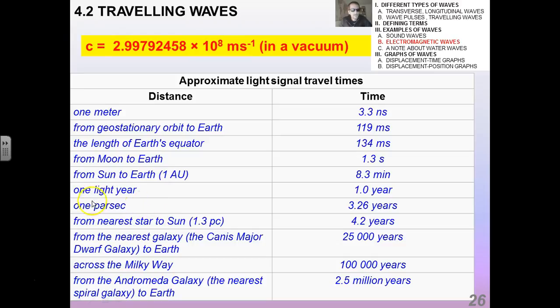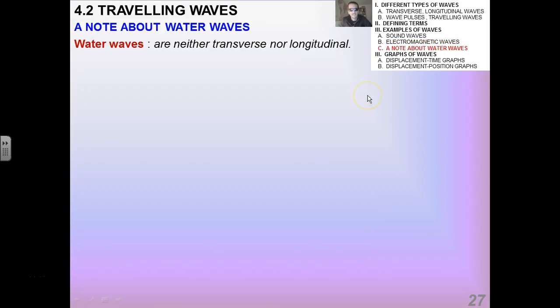And there are some terms like a parsec that we'll talk about later when we study astrophysics. It takes light 100,000 years to cross the Milky Way galaxy. I mean, pretty amazing, the scale of things in the universe in terms of distances and time, okay?